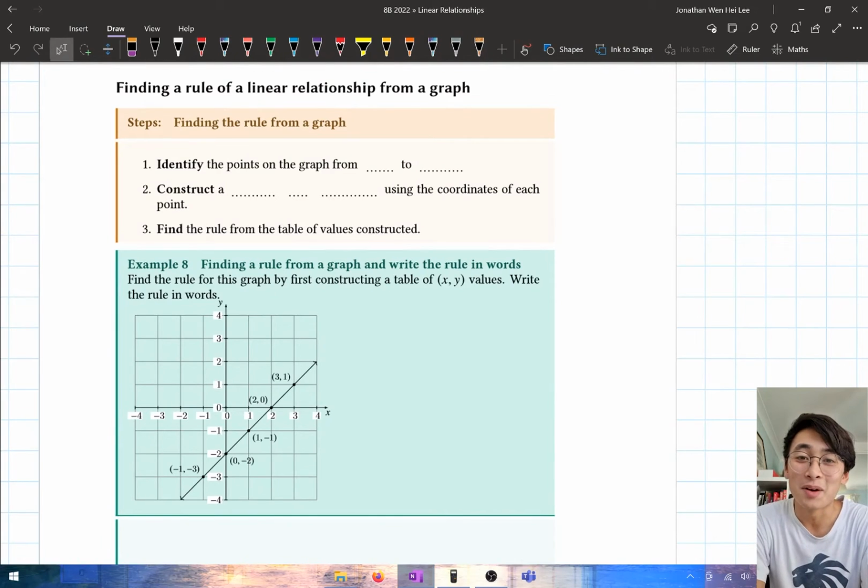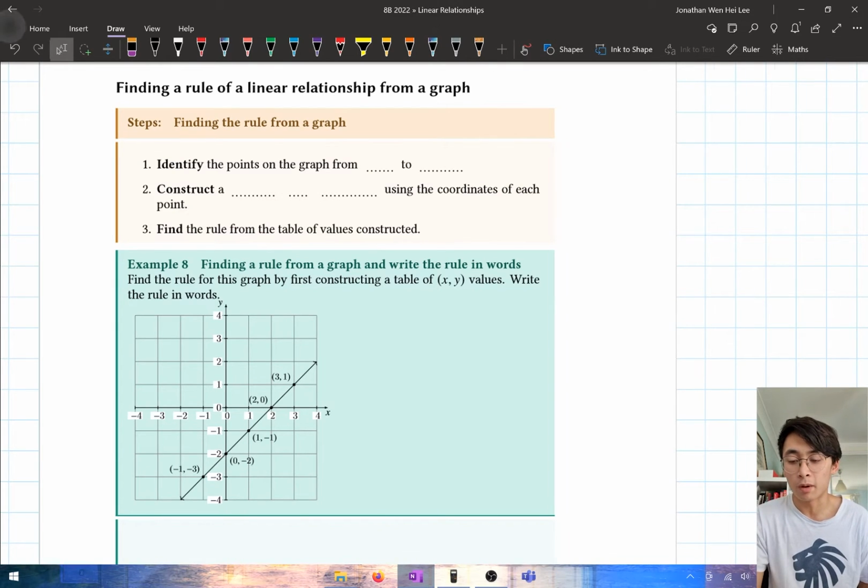Okay, so hopefully you had a chance to have a go at those questions. Now what we're going to be doing is using those skills that we looked at for finding a rule from a table of values. We're going to have a look at finding a rule from a graph. What we did a couple of lessons ago was use a table of values to graph a linear relationship.